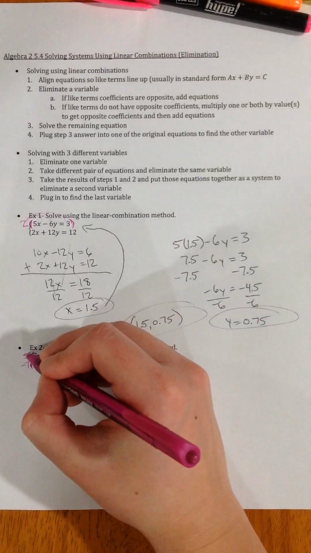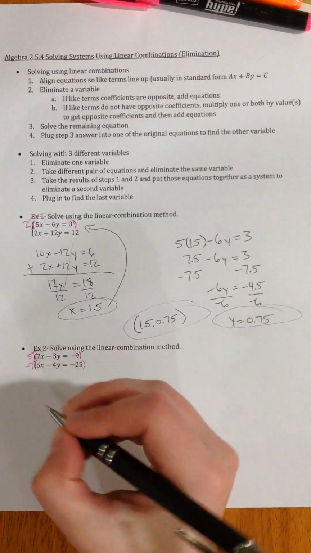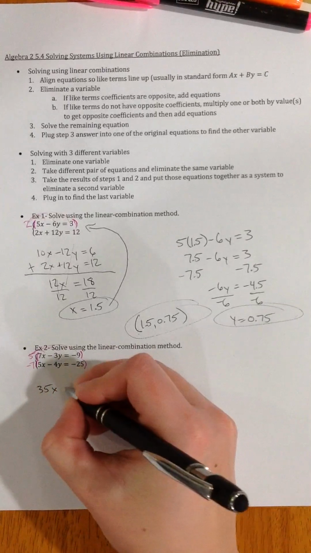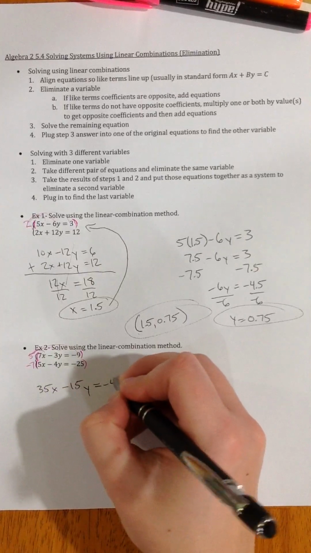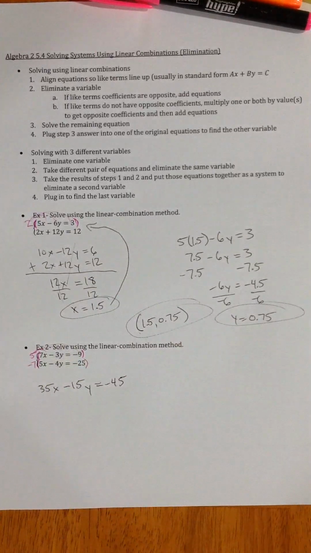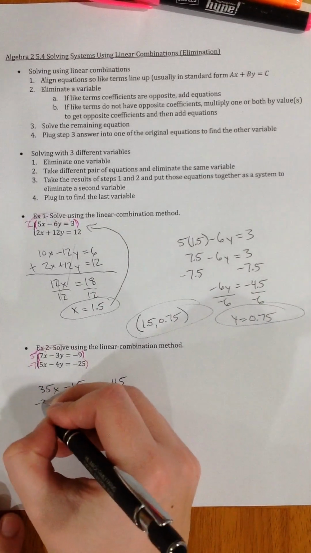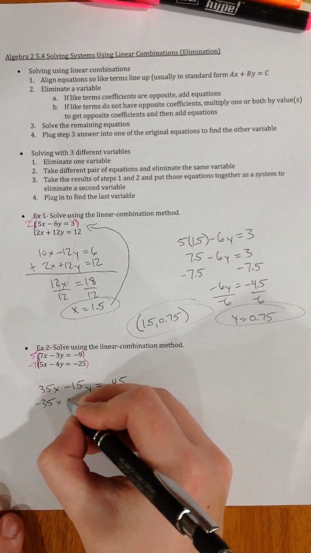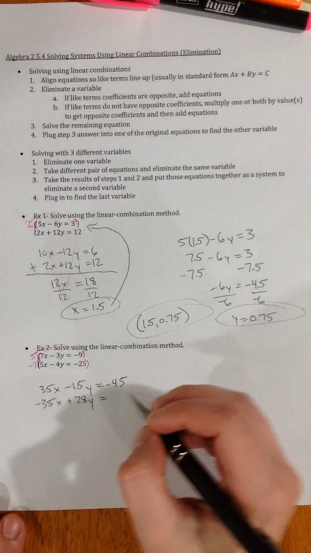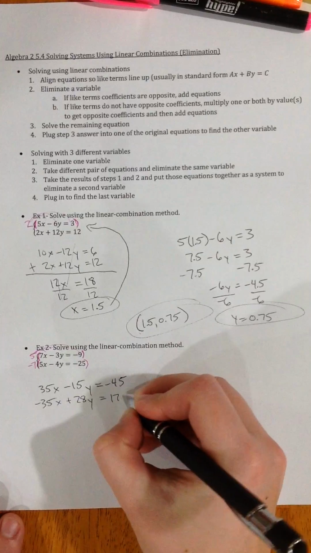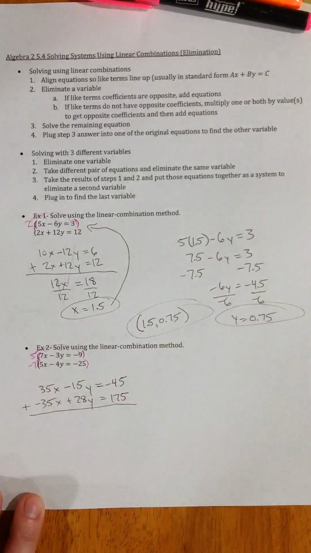So I'm going to take this whole top one times 5. That ends up being 35x minus 15y is equal to negative 45. And then I'm going to take that whole bottom one and distribute the negative 7 to all of those. So that would be negative 35x, and then it would switch to plus 28y is equal to, and then negative 7 times negative 25 would be a positive 175.